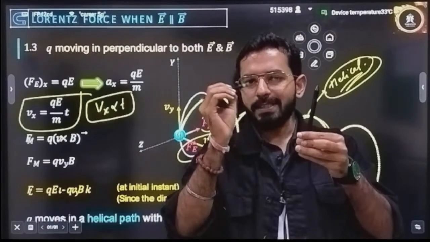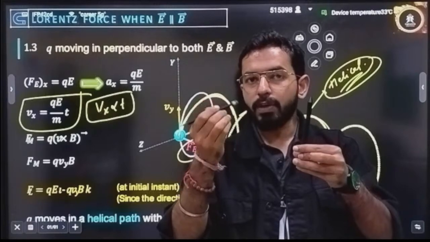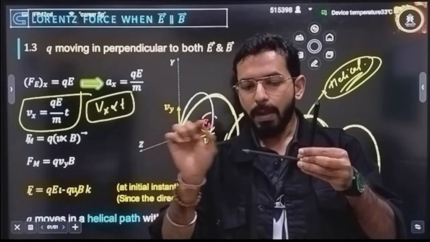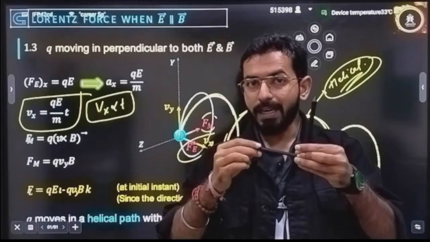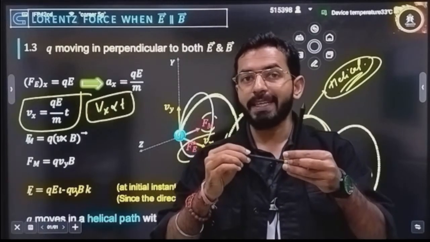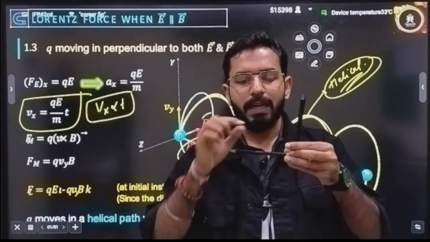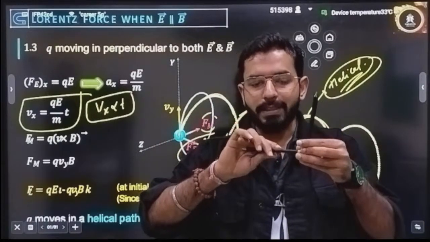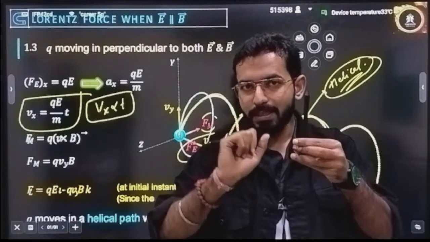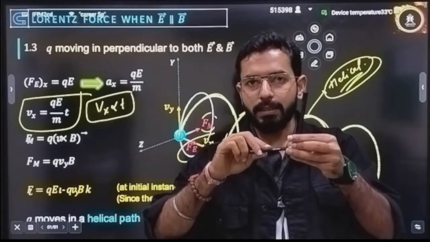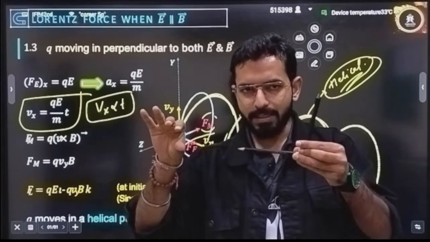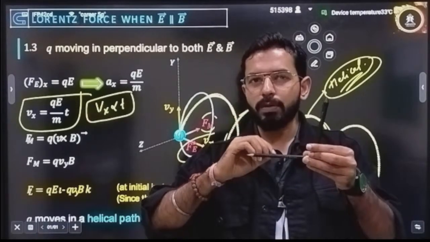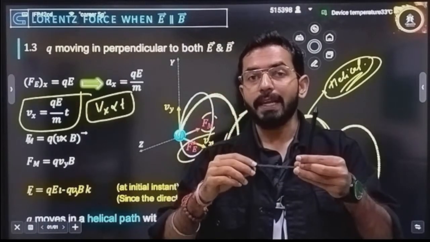Now imagine what this electric force component will be doing. It will be taking this charge in the forward direction. Correct? Because acceleration is in the forward direction and the electrostatic force is responsible for making the velocity. That means this body will be moving in the forward direction. That is one case. But there is also some force coming towards you. That means it will be moving in x direction, but in some circular motion, not exactly a circular motion. This kind of path is called a helical path.